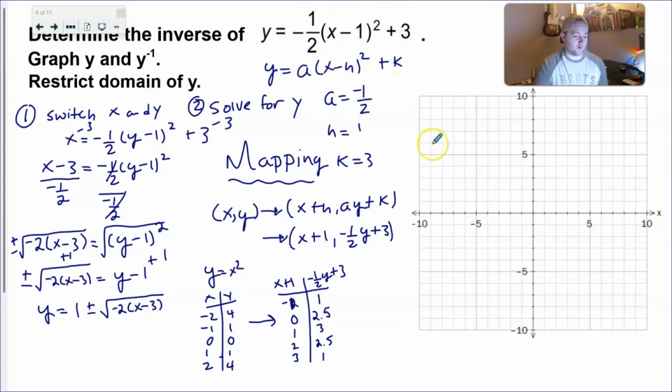So that's our transformation right there. That's that graph. So let's go ahead and graph it. We'll go negative 1 and 1, so right there. 0 and 2.5, that is not right. Hang on now. 0 and 2.5 is up here. My bad. And then 1 and 3. And then 2 and 2.5.